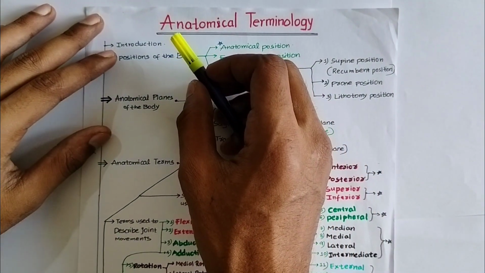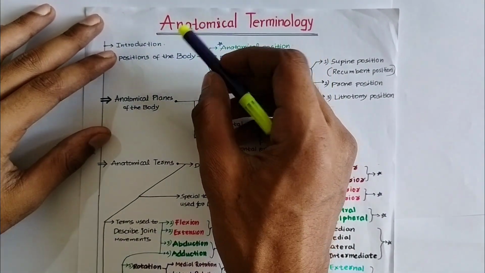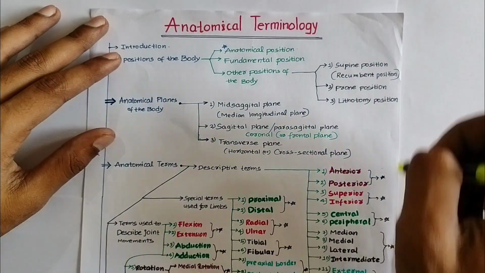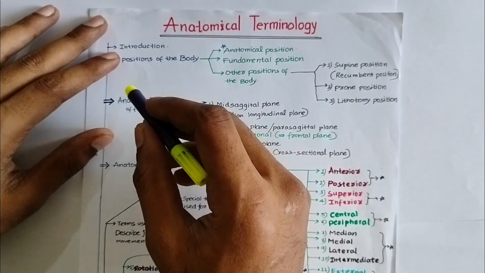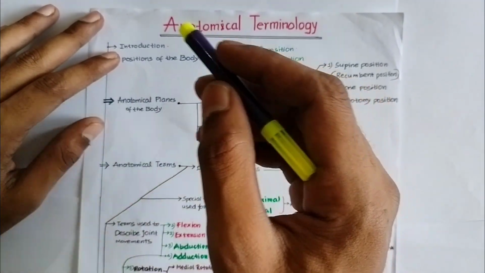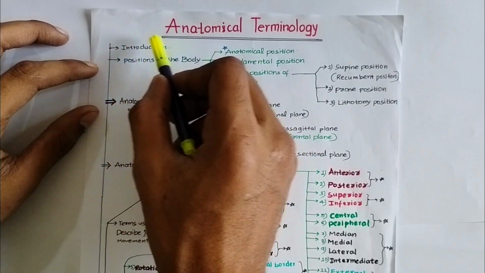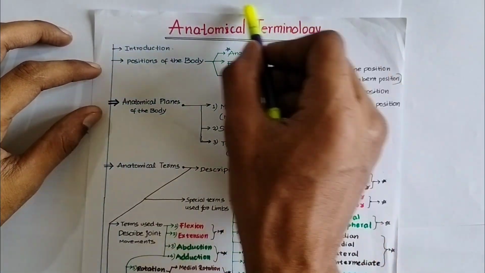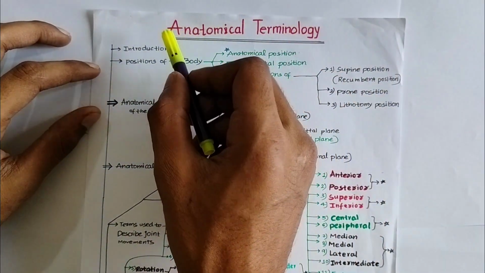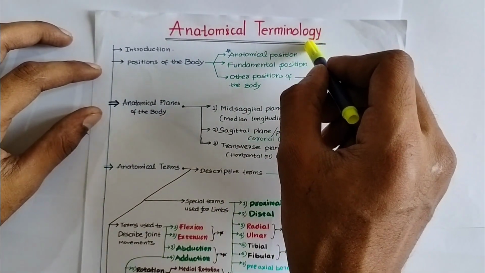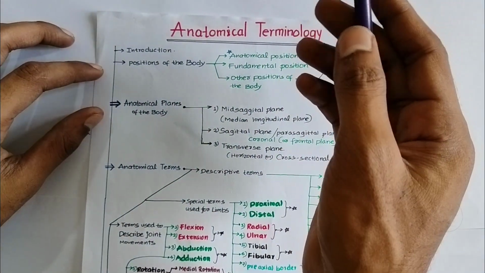So today we are going to start the second chapter, that is anatomical terminology. As usual, before starting the chapter, we'll go through a skeleton of the chapter so that it will be easy for us to understand the whole chapter. First of all, introduction about the anatomical terminology. From this chapter, what do you understand from these words? Anatomical terminology, the terms that are used in anatomy, which will be useful for understanding.